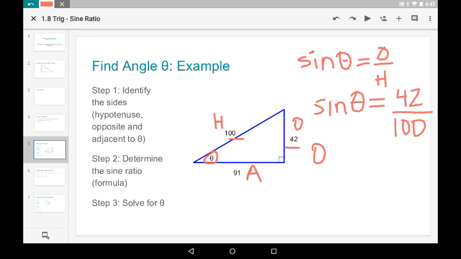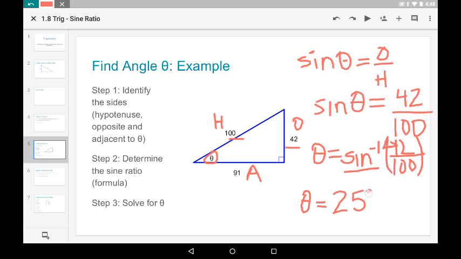When we rearrange, just like we did for the tangent ratio, we find that theta is equal to the inverse sine of 42 over 100. When you type that into your calculator, you're going to do second function or shift and then the sine button so that you end up with the inverse sine shown on your calculator. Then you put 42 divided by 100 all in brackets, and you will end up with theta is approximately equal to 25 degrees.